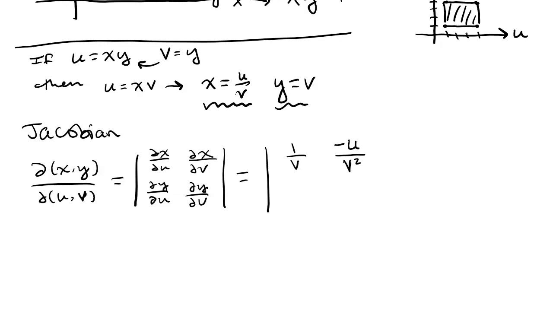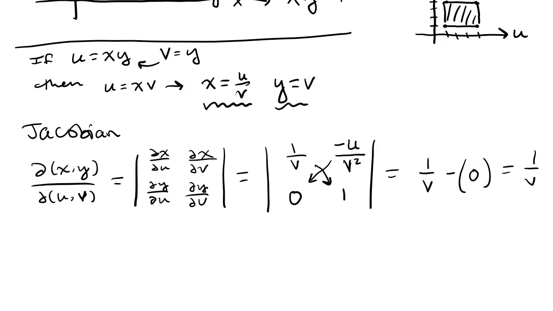And then for y, the partial of y with respect to u, well, v is constant with respect to u, so that's just going to be a derivative of 0. And then the derivative with respect to v is 1. So then we compute this by multiplying on the main diagonal. So we'll have 1 over v times 1, and then we do minus the opposite diagonal. So we'll really have minus negative u over v squared, but it's just times 0. We'll really just have minus 0. So all in all, I get 1 over v.